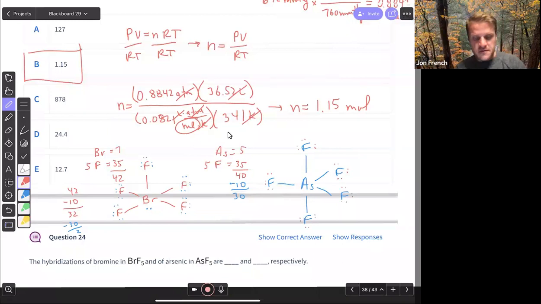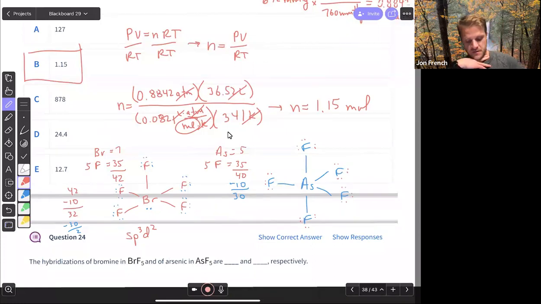So for the bromine pentafluoride, got 6 electron domains. 6 electron domains means I have to have 6 hybrid orbitals, right? So we're going to mix together S, my 3 p orbitals, and 2 d orbitals. So the bromine pentafluoride is sp3d2.